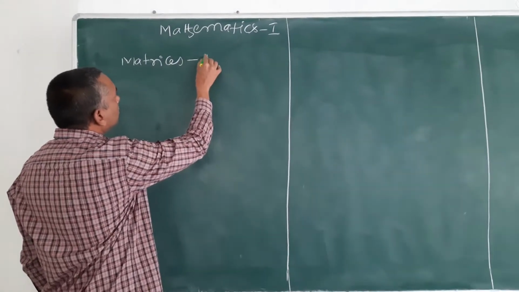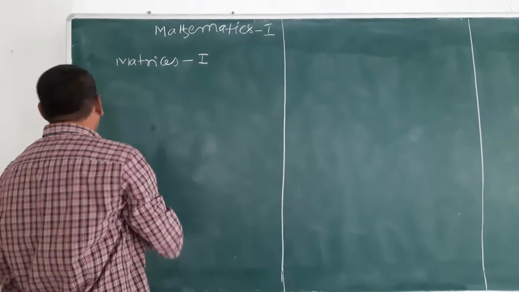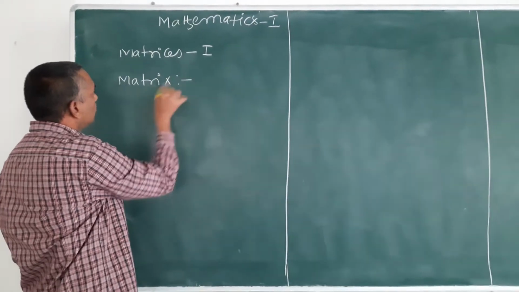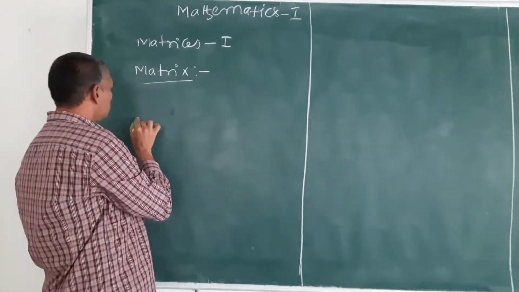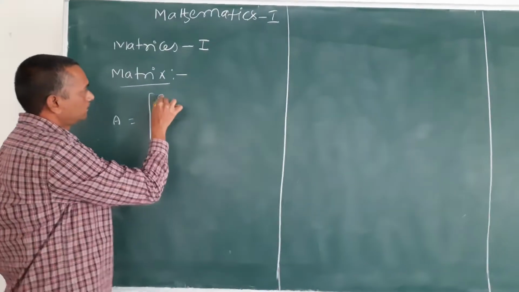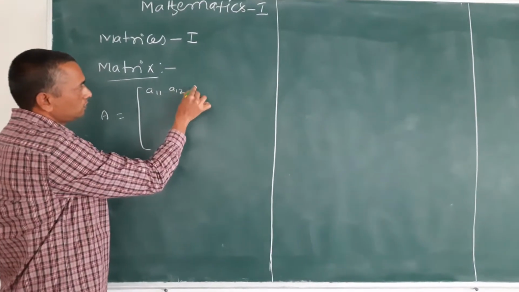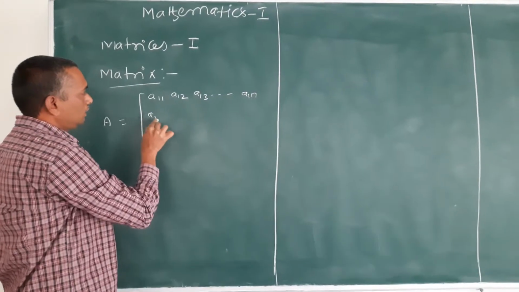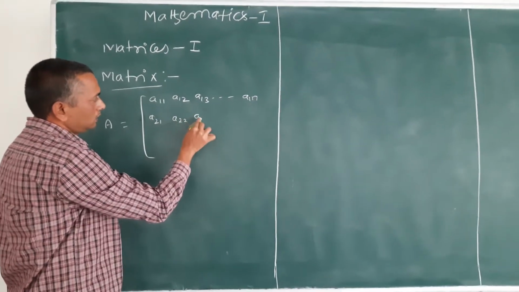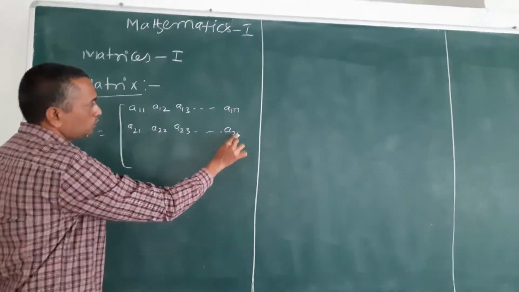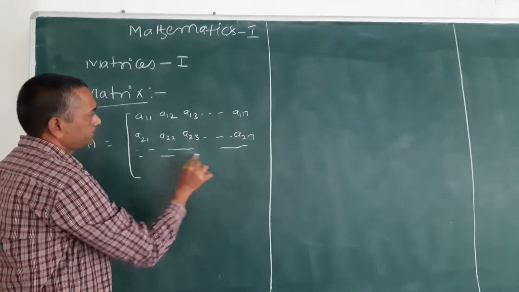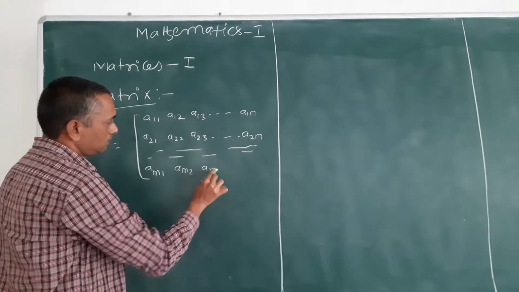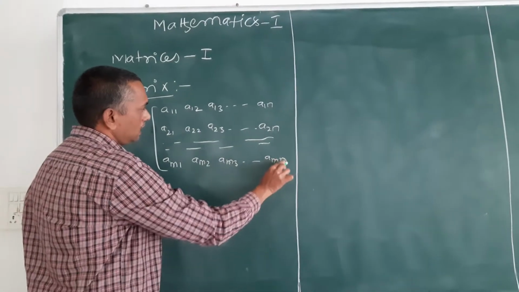Unit 1, matrices. What is matrix? A equal to A11, A12, A13, and so on, A1n, A21, A22, A23, and so on, A2n, and so on, AM1, AM2, AM3, and so on, AMn.